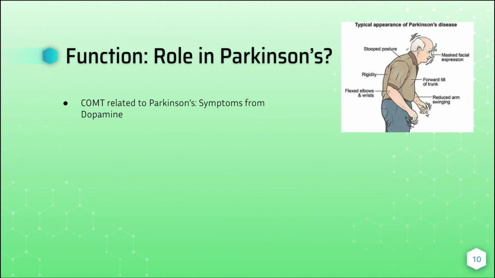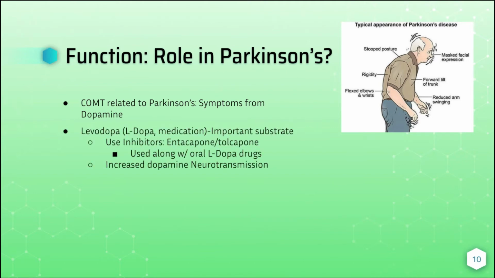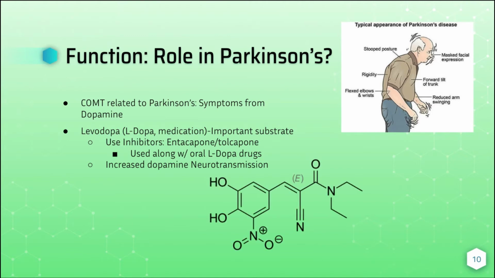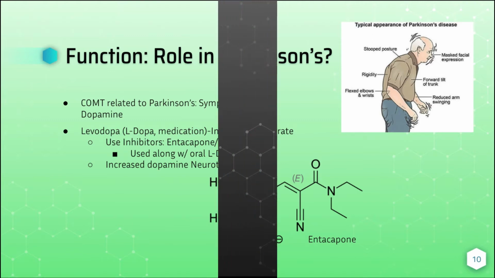A major factor that causes the symptoms of Parkinson's disease is a lack of dopamine. As you may recall from before, catechol-O-methyltransferase metabolizes dopamine. This means that drugs that inhibit COMT activity will increase dopamine levels in neurotransmission and will mitigate some of the symptoms of Parkinson's. And this is why some Parkinson's patients take COMT inhibitors like entacapone along with their normal medication in order to lessen the symptoms of Parkinson's.